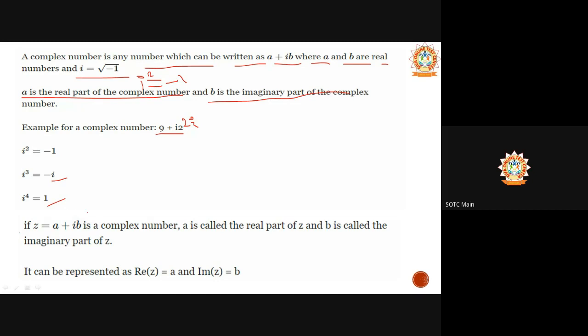Next, let us suppose these complex numbers are generally denoted by capital Z. If z is equal to a plus ib is a complex number, here a is called the real part of z and b is called the imaginary part of z, and it is represented by real part of z, Re(z), is a, and imaginary part, Im(z), is b.